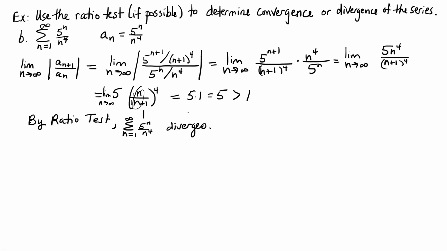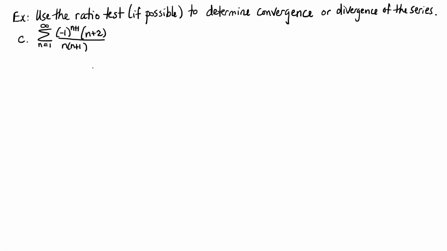So we've seen one where it converged and one where it diverges. Let's look at another one. This is actually an alternating series, (-1)^(n+1) times (n+2) over n times (n+1).